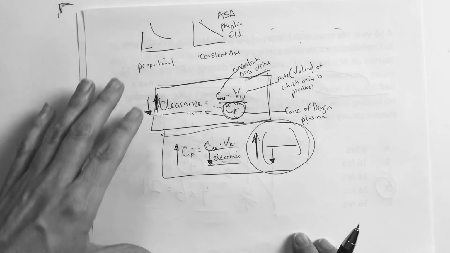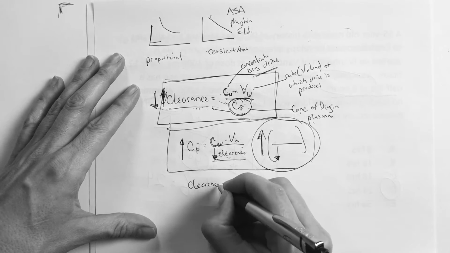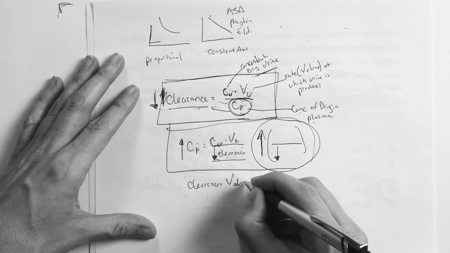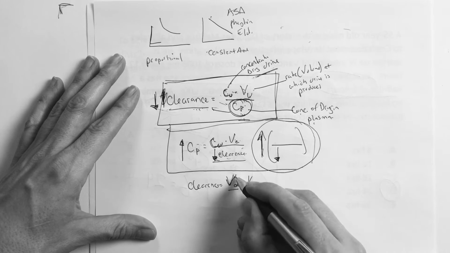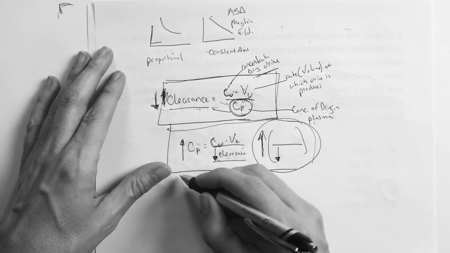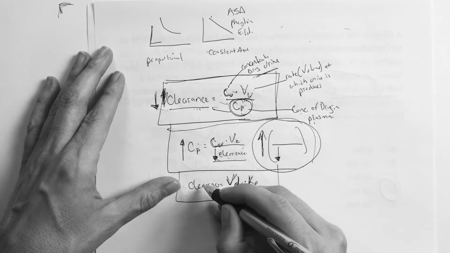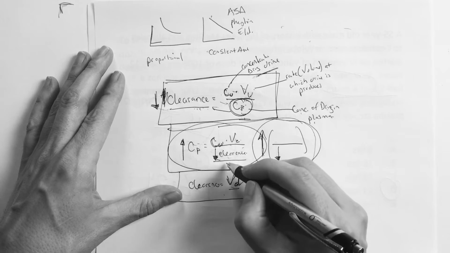The other thing we need to know is another formula for clearance: volume of distribution times the elimination constant, as they call it. But again, this is just boring stuff because I honestly can't see them making you do a number like that and plug and chug. It's more about this type of formula and then manipulating it.